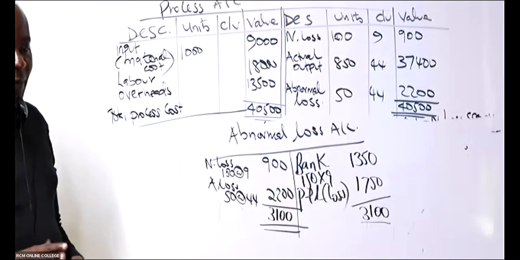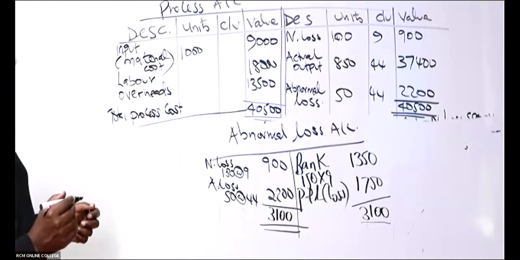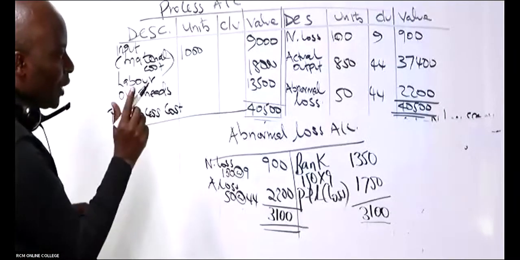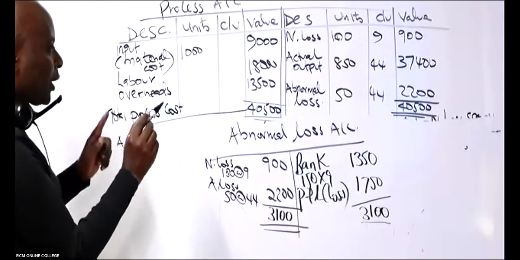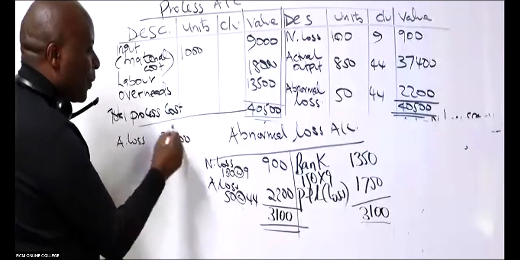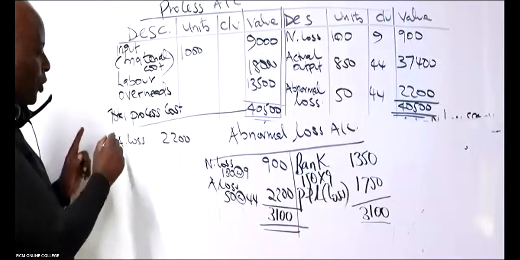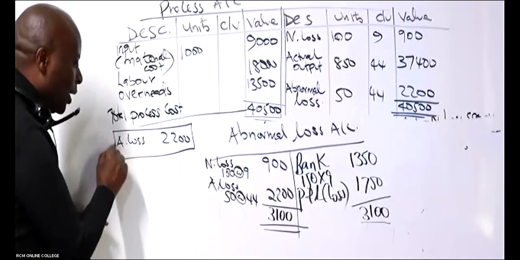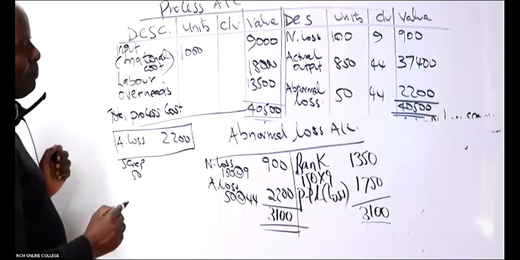The balancing figure is 1,750. And I can justify this because, ladies and gentlemen, you can see the abnormal loss units are worth 2,200. But in this case, I'll only scrap them. Remember, there are 50 of them.